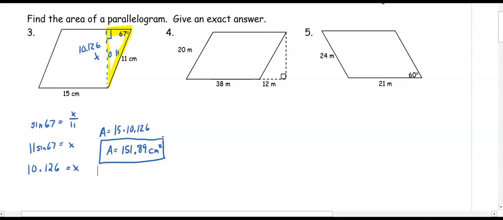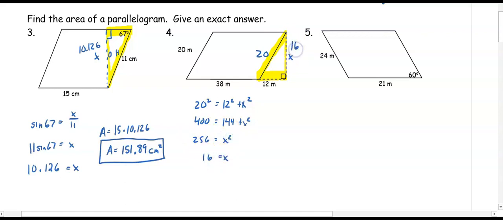In number 2, we also don't have our height, but we have a triangle that is drawn outside the parallelogram. Now, even though it is not inside the parallelogram, the height can still be found. In this case, we know that the opposite side is 20. So we have two sides of our triangle. If we don't have an angle measurement, that means we have to use the Pythagorean theorem. So 20 squared is equal to 12 squared plus x squared. So we get 400 equals 144 plus x squared. 256 is equal to x squared, so x is 16, which means the height of our parallelogram is going to be 16.